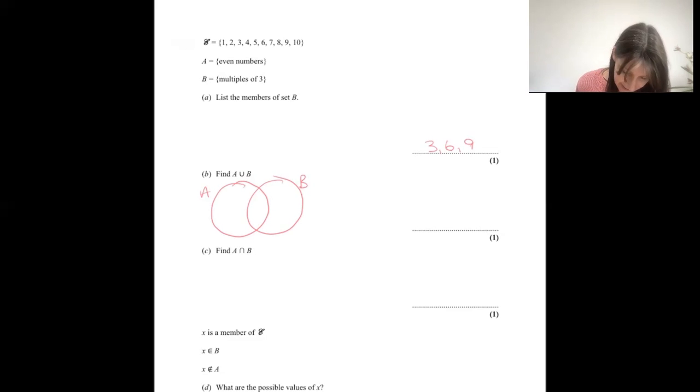A is the even numbers, so 2, 4, 6, 8, 10, and multiples of 3, 6, 9. The common one is 6, which will go in the middle, and then these are going to go on the outside. And then the numbers that are still within this set that I haven't used at all would go on the outside. So 1, 5, and 7. And then this whole thing goes in a box.